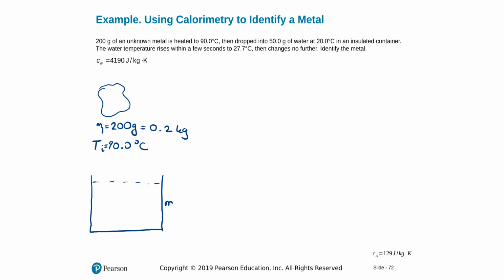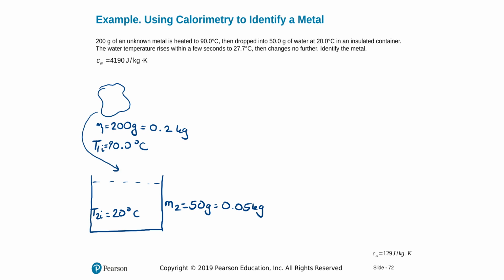I'm gonna call the mass of the water M2, so the second object is water here for us. 50 grams, which will be 0.05 kilogram. And its initial temperature, maybe call this T1 initial, T2 initial, is 20 centigrade degree, 20.0. Okay. And the water temperature will rise when we drop this guy into here.